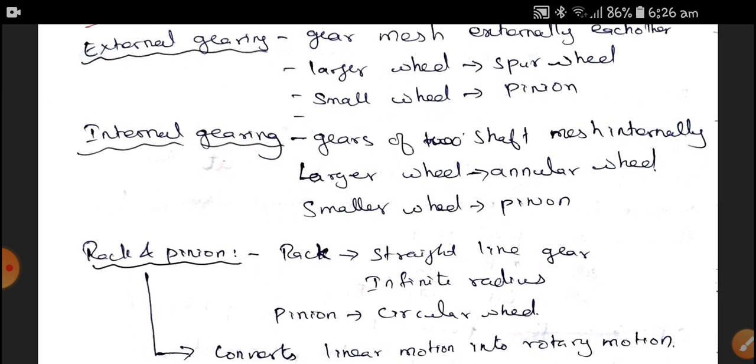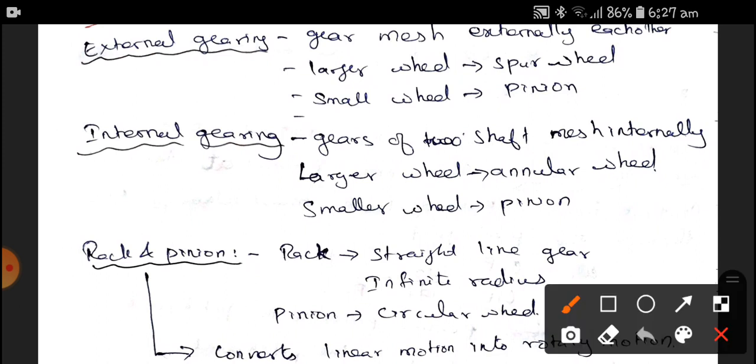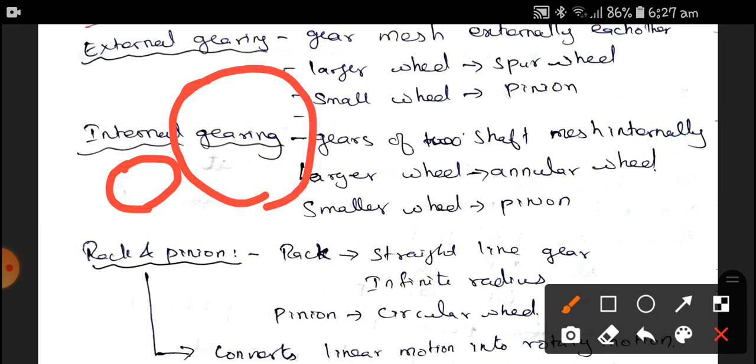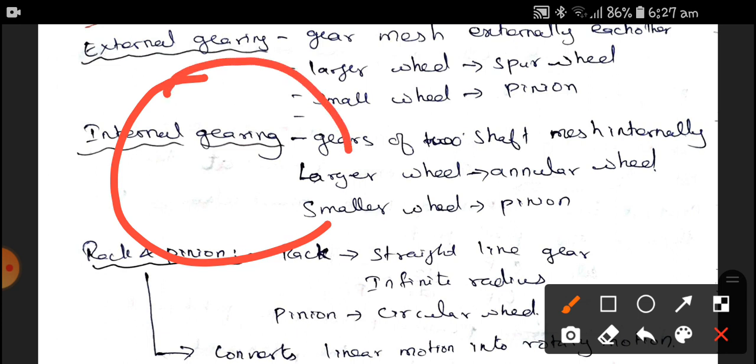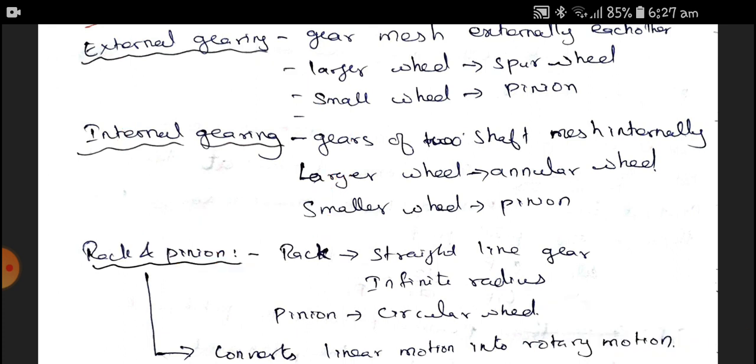In external gearing, gears are meshed externally with each other. Say this is the driver and this one is the driven. Both are meshed externally, so this is called external gears. If there is an internal gear, this is the driver wheel and this is the driven wheel, and both are internally coupled, so this is called an internal gear.